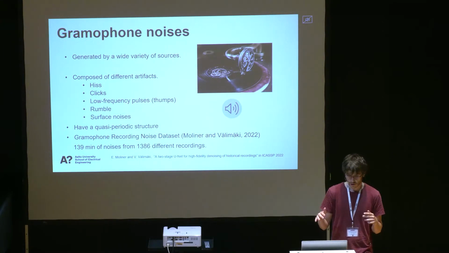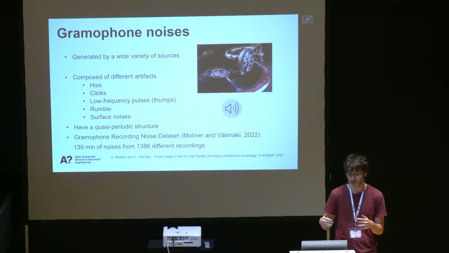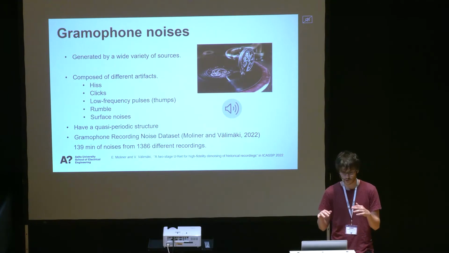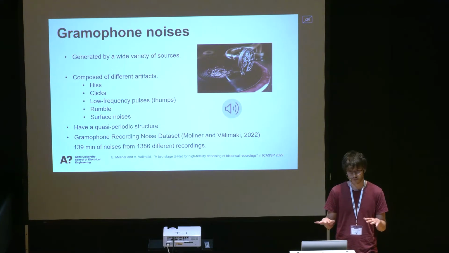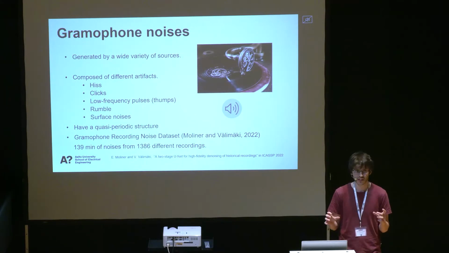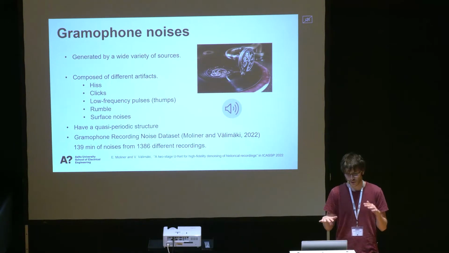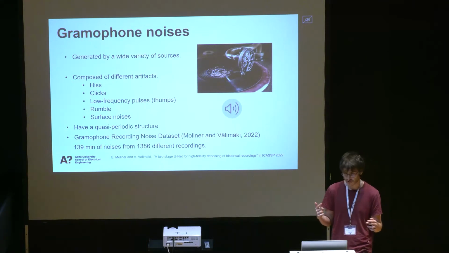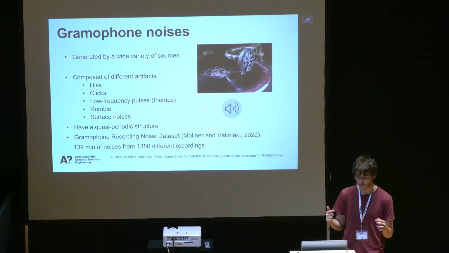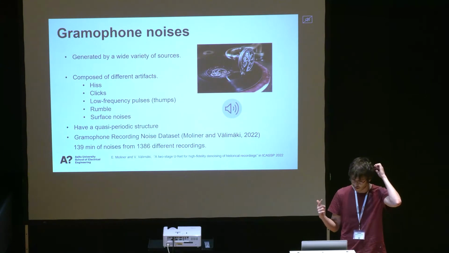the surface, or also some low-frequency pulses called thumps that may come from a deep scratch in the disk, some rumble noises, which are a kind of low-frequency noise that may come from the turntable or some discontinuities there, or many kinds of surface noises, like it could be these disks that maybe for some reason there is more dust in one part of the disk, so you may have here some kind of swishing effect with some kind of periodic structure. So this periodic structure is quite important for our approach, and we will talk about it later.